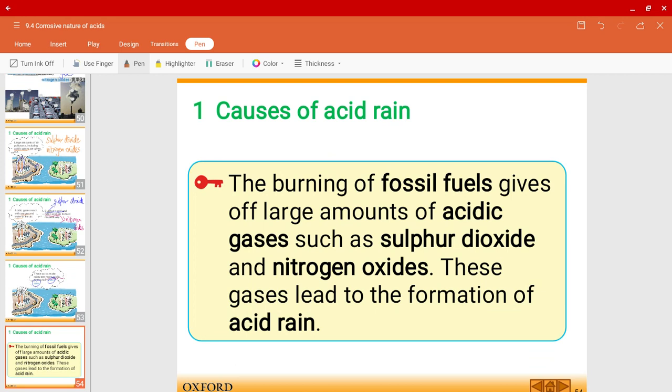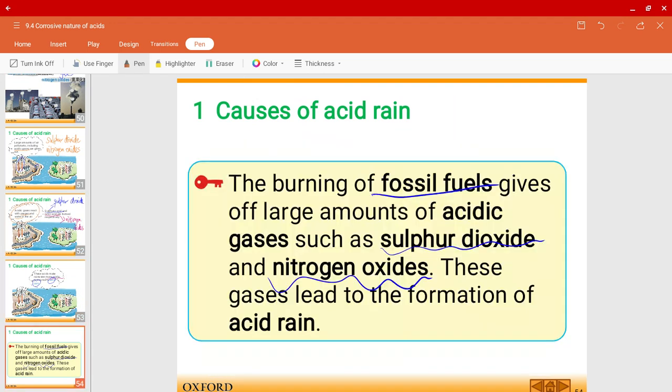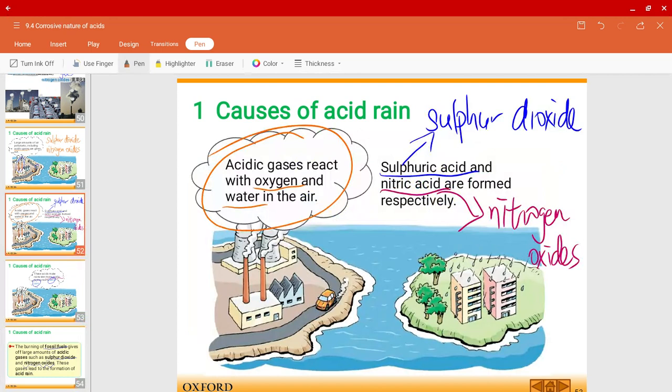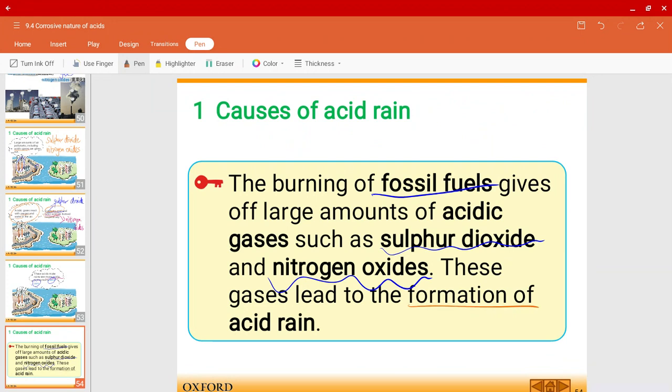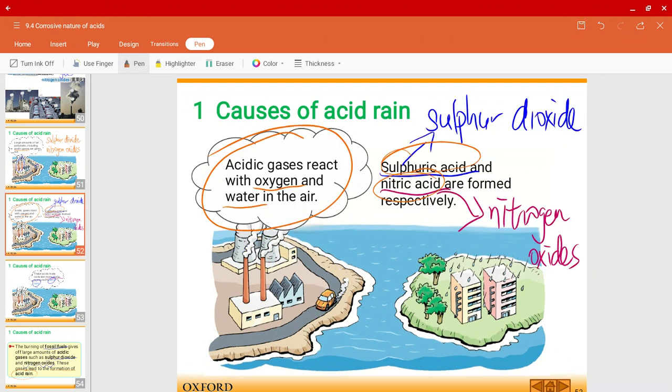So to summarize, the burning of fossil fuels gives off large amounts of acidic gases, such as sulfur dioxide and nitrogen oxides. These gases, when they combine with oxygen and water in the air, what would they form? They would form two acids, sulfuric acid and nitric acid. And these in turn would lead to the formation of acid rain. All right, so I really like this diagram. You can go back and summarize it in your textbook by yourself. Remember to take notes, guys.